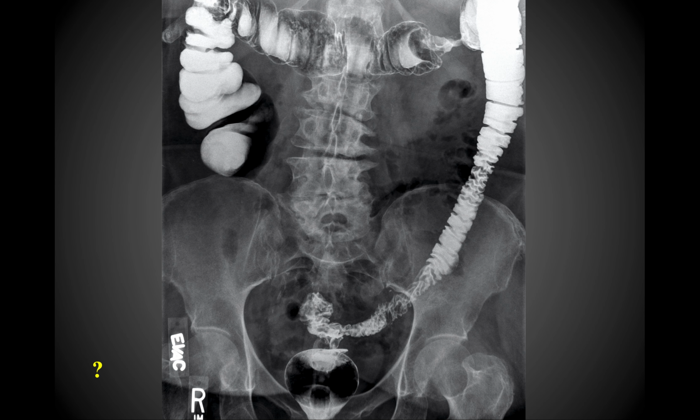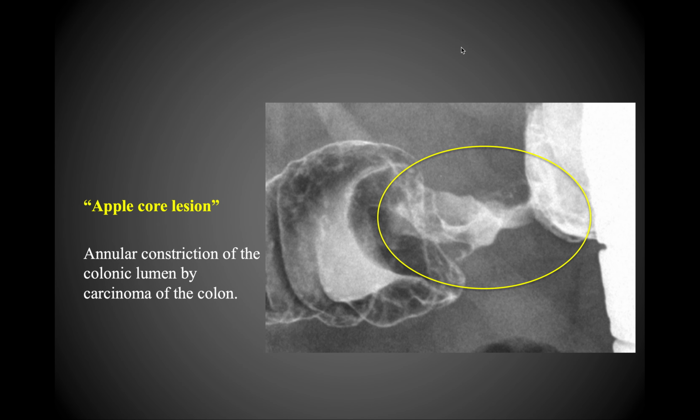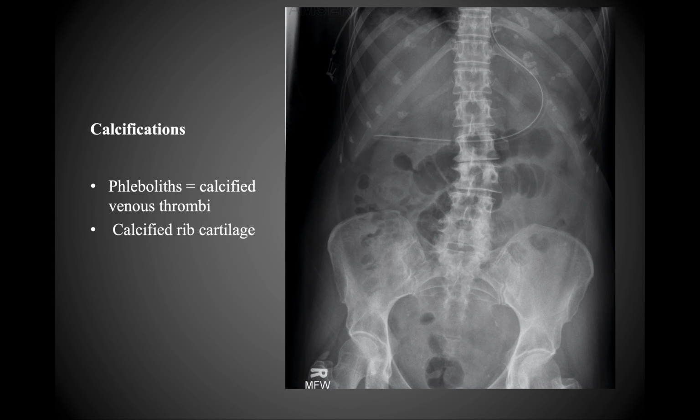Here's another individual with very significant pathology. So if you look at the large intestine, you can again clearly see the hepatic flexure, the transverse colon, and then you'll notice that there's this sudden narrowing of the large intestine right there. And so this is what we call an apple core lesion. So it kind of looks like an apple core with these large dilated ends with a narrow constriction, what we call an annular constriction, which is caused typically by a carcinoma of the colon, so colon cancer.